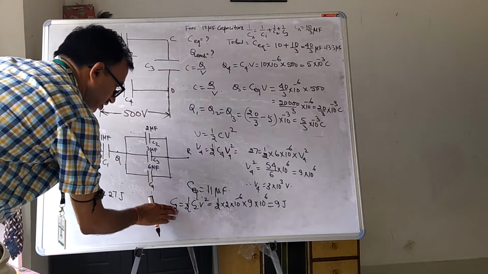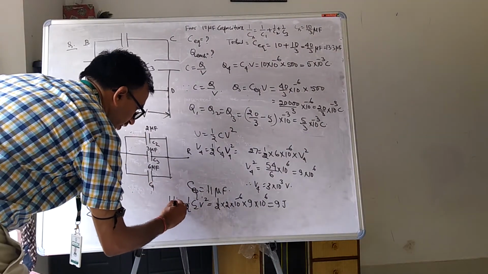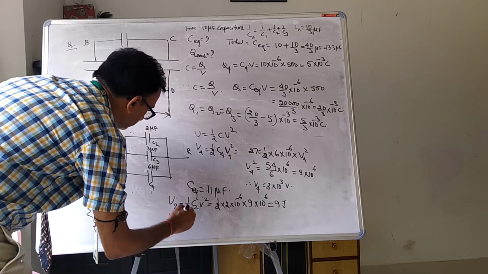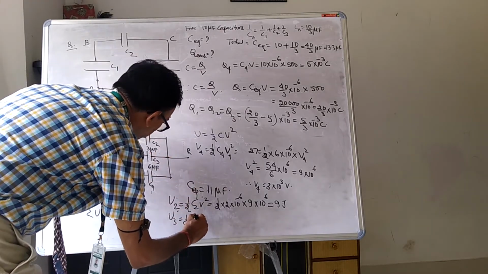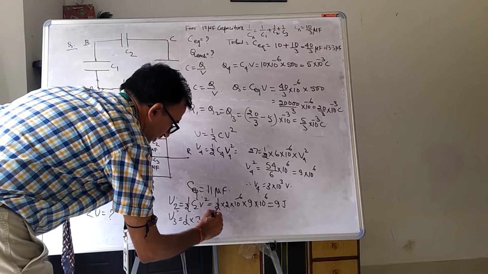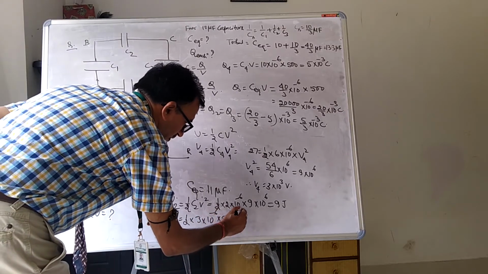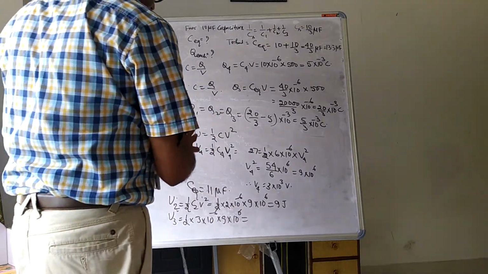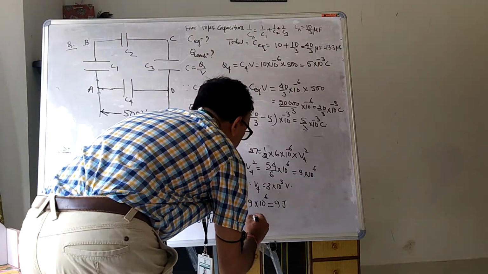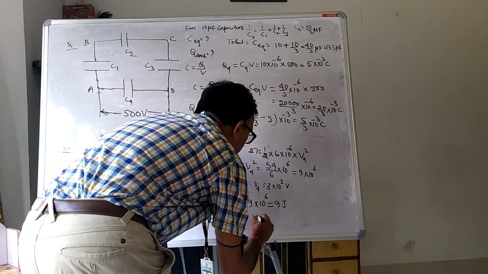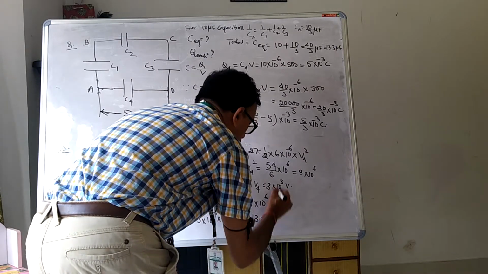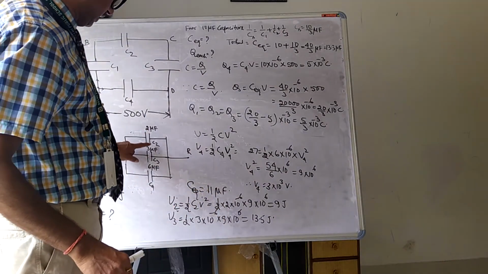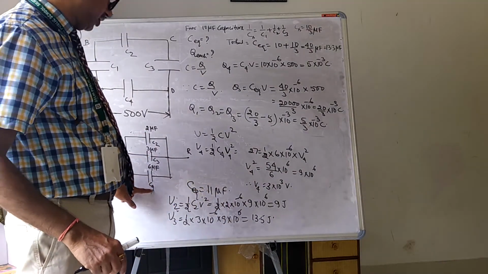What will be the energy stored? This is U2, right? So what will be U3? U3 will be half into 3 into 10 to the power minus 6 into 9 into 10 to the power 6. So the answer is 27 by 2, that is 13.5 joule. So the energy in these is 9, 13.5 and 27 joule.